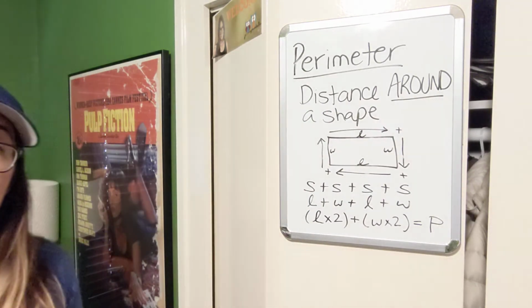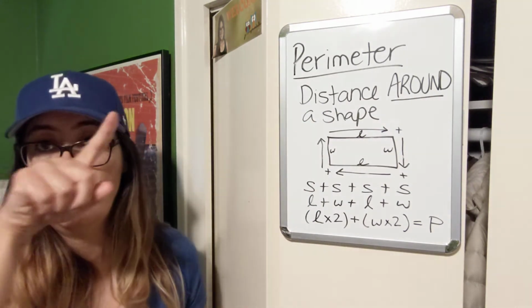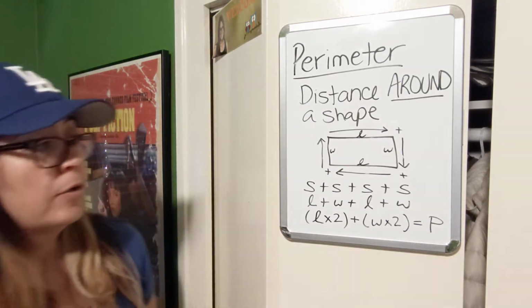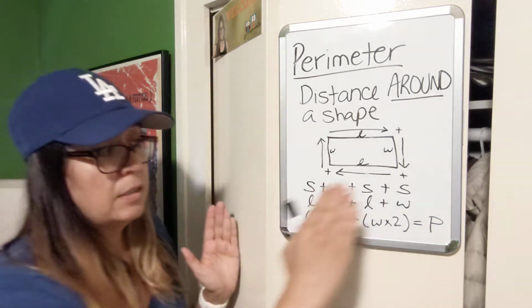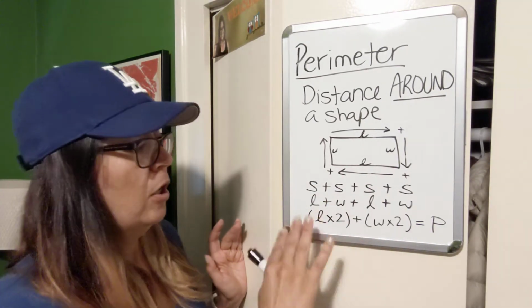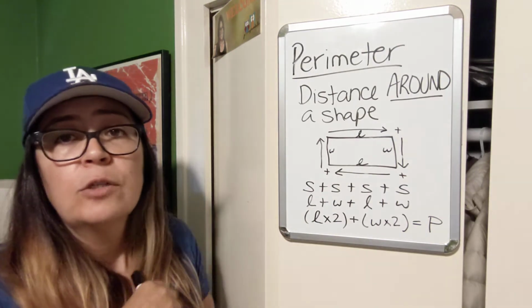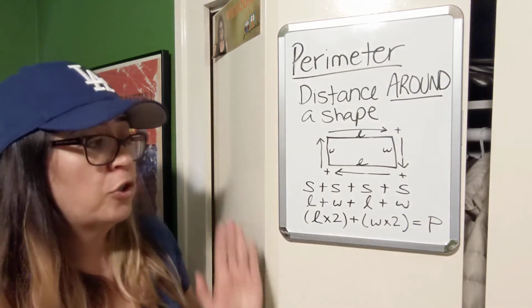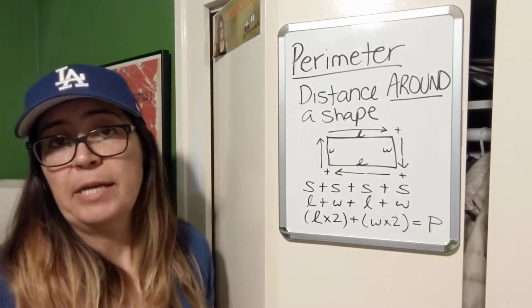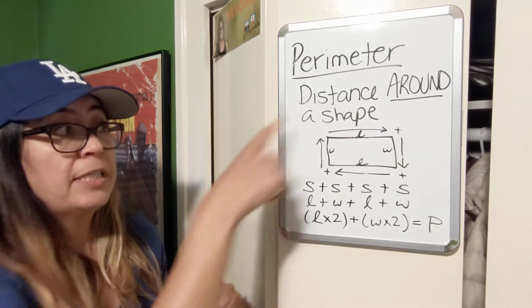And what is perimeter? It's the distance all around a shape. Okay? So when you see all these letters and all these little weird formulas, do not be confused. They're just shortcuts and different ways of getting to the same answer. Okay? So perimeter, distance around.